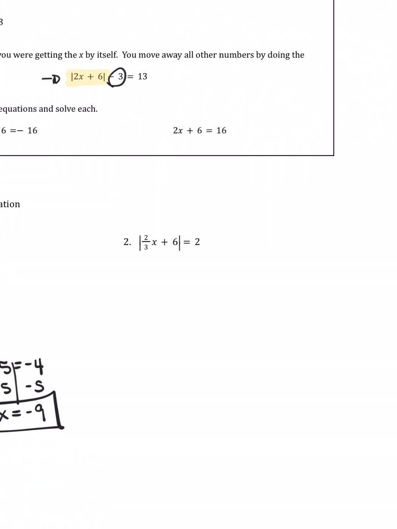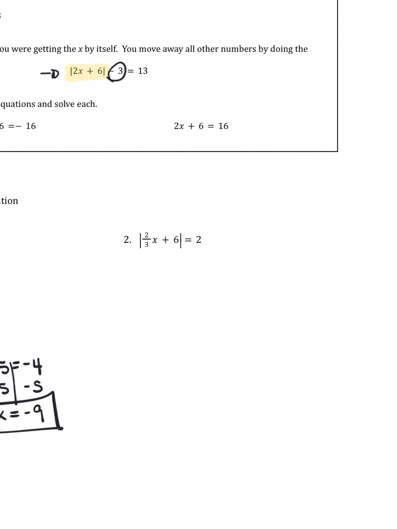Let's go ahead and look at number 2 here. If I highlight the absolute value bars, there's nothing on the outside of those that I have to get alone, so I can split into two right away. So I'm going to have 2x over 3 plus 6 equal to 2, and 2x over 3 plus 6 equal to -2. So you're going to say, well, why did you put the x on the top?